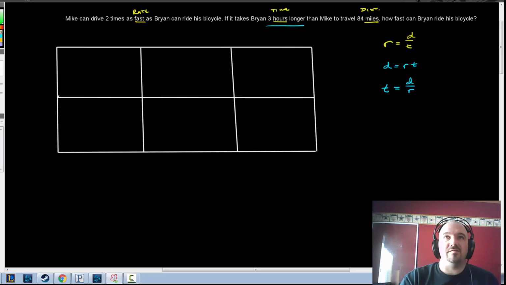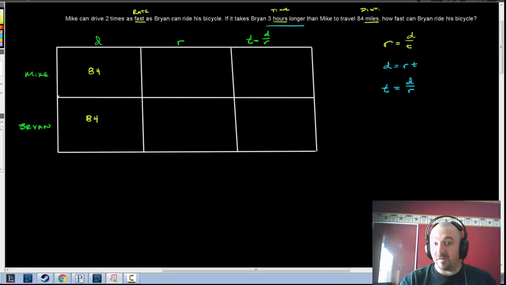So now we just need to know certain things. We'll have Mike up top, we'll have Brian down below. We're going to have our distance here, our rates here, and then this is going to be our time, which is distance divided by rate. First of all, they're both traveling 84 miles, so we can just plug that in here.